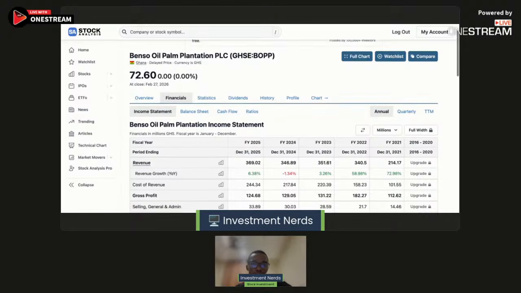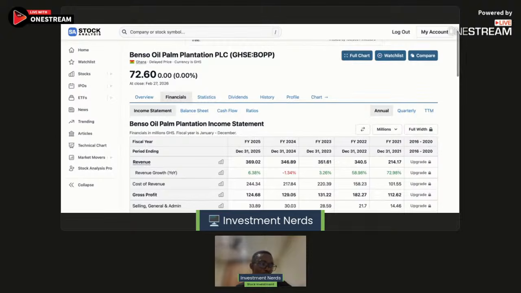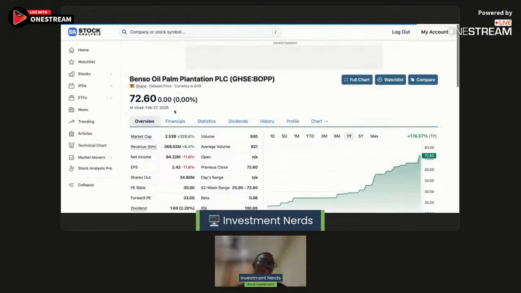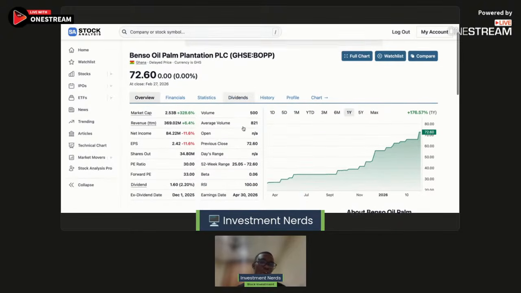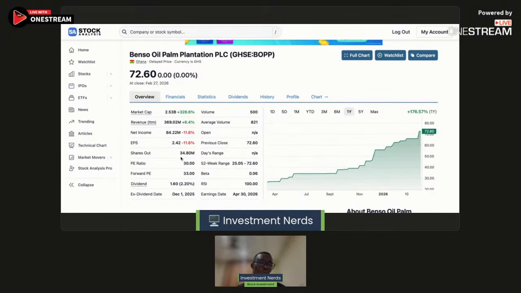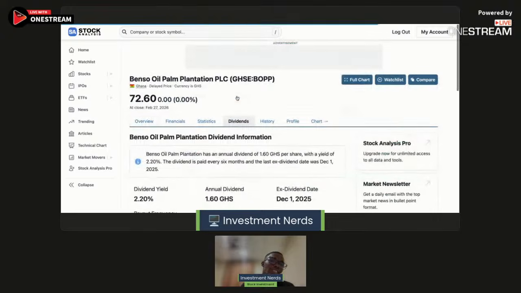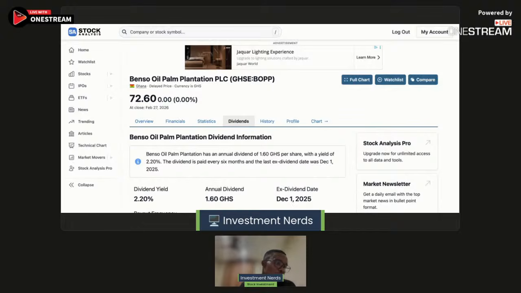So you come to the overview. I think it's easy to just look at the overview at least. As a beginner, you should at least look at the shares outstanding, the total number of shares. BOPP doesn't float a lot of shares, 34 point something million, right? These basic things, like finding out the dividend, you should be able to find out yourself, okay?